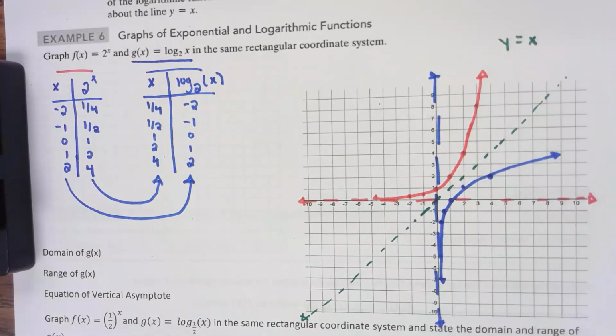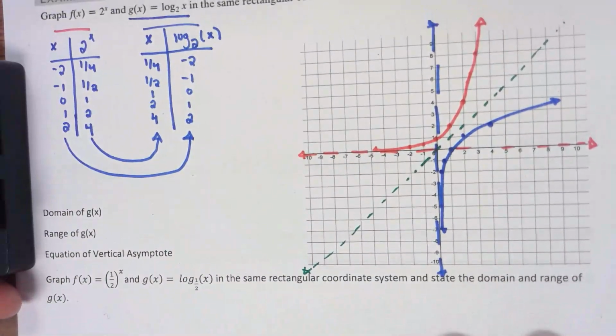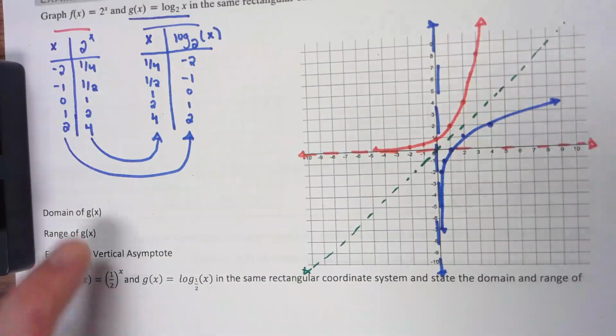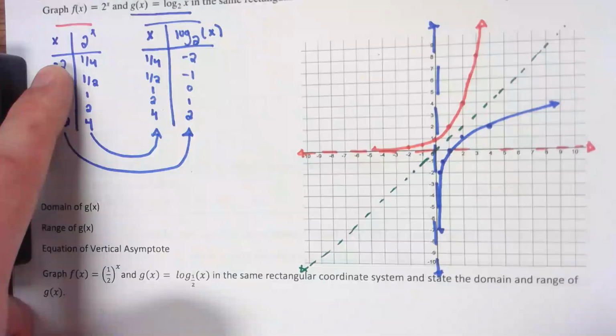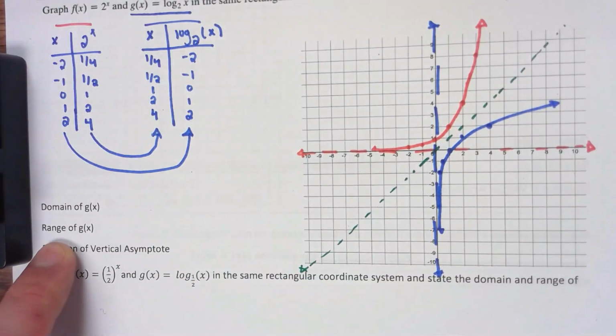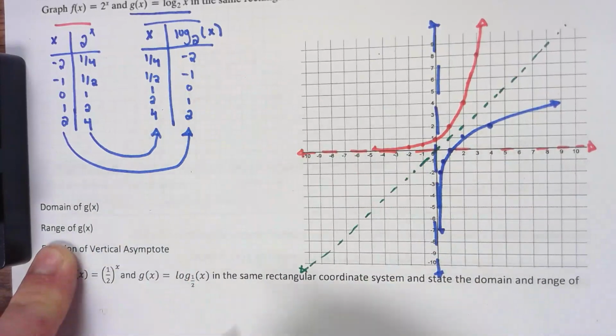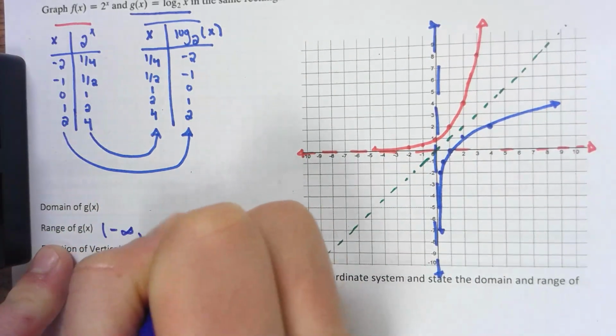So I want us to think about the domain and range of logs. Well, if we know the domain and range of exponentials, they essentially switch. So when I think about the domain of my exponential, it is negative infinity to positive infinity. That domain of the exponential is going to become the range of our log function. So the range for the log, in this case, is negative to positive infinity.